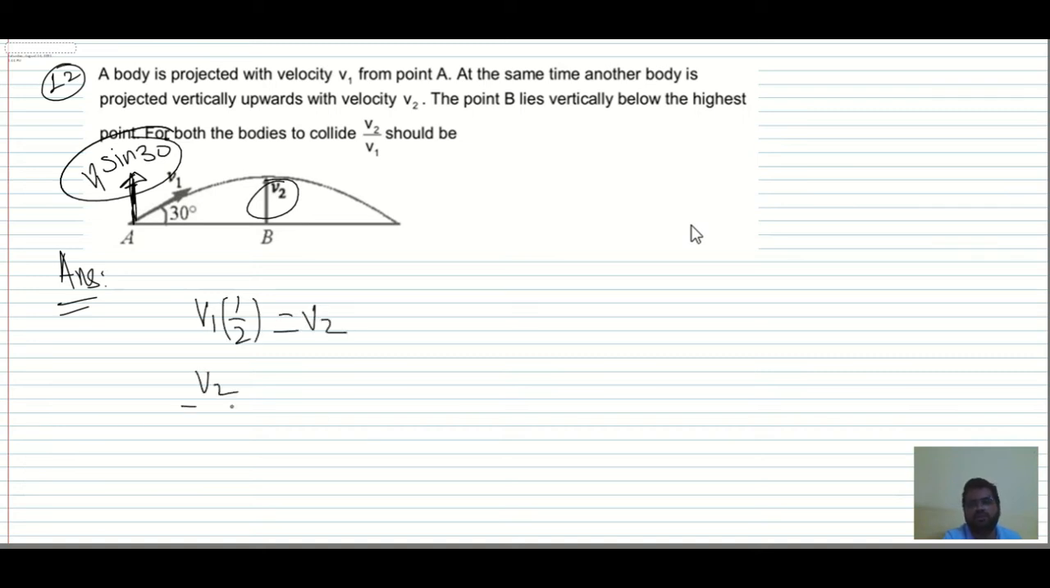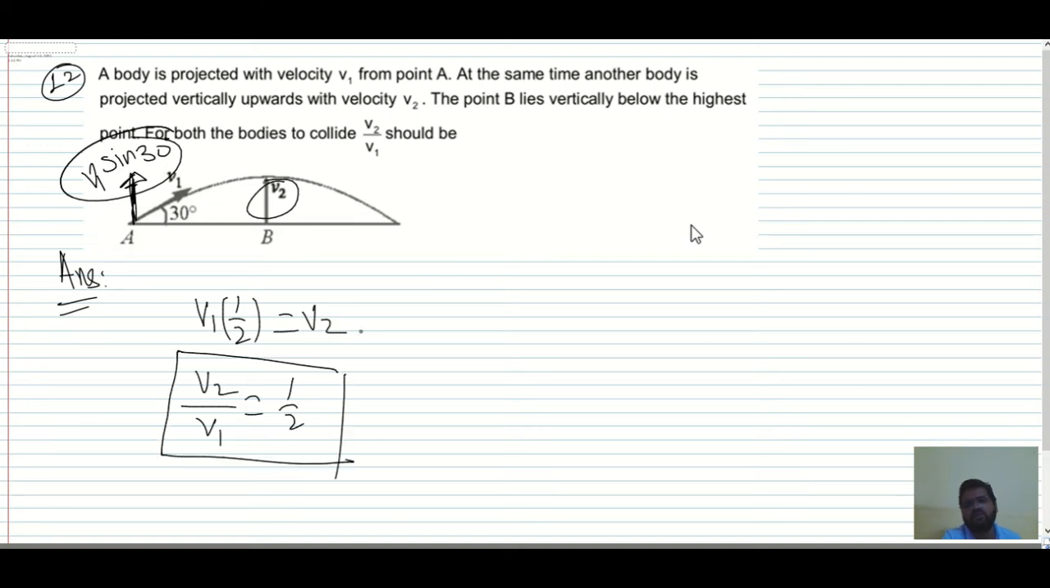So we want v2 by v1, and that is equal to 1 divided by 2. Right. So v2 by v1 is 1 divided by 2, and that is equal to 0.5. So 0.5 will be the correct answer for this question. Sine 30 is 1 by 2, which is equal to v2. v2 by v1 we want, yes, 0.5 will be the correct option for this.